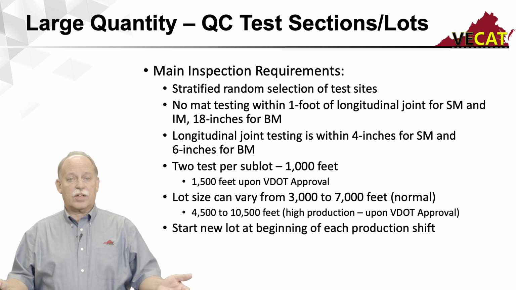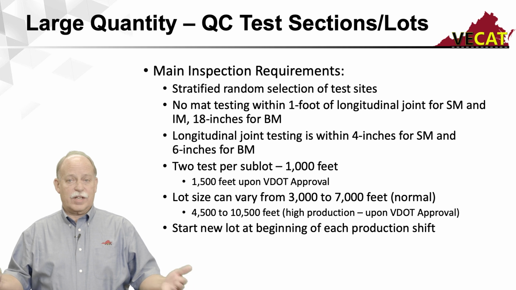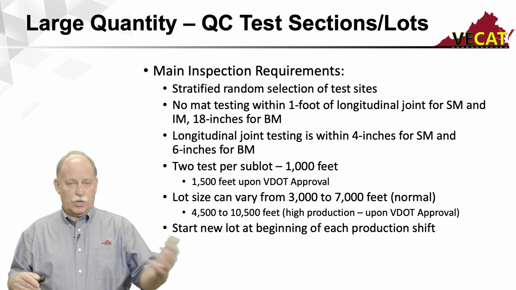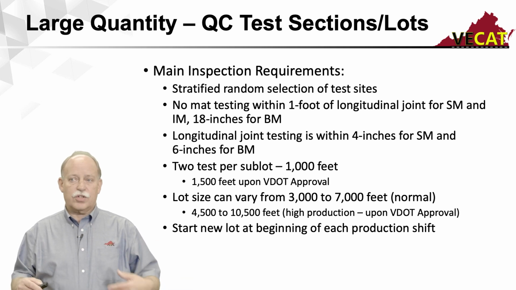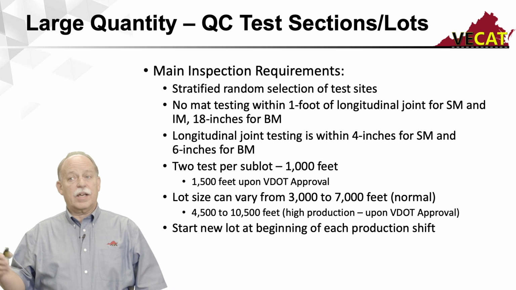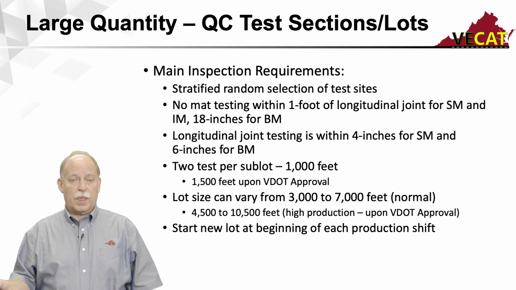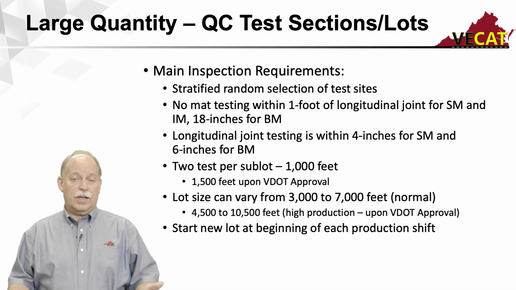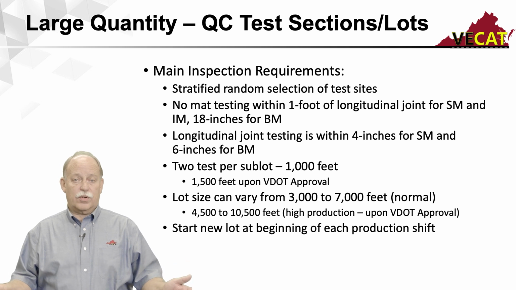Now, the lots themselves, you're going to test 2 tests per sublot. So now you're doing, again, your testing for a nuclear gauge. You're going to do 2 tests per sublot. A sublot is 1,000 feet. There are opportunities if you do a lot of paving in a given day, or if you're going to be doing a lot of paving, you can go to VDOT and say, hey, we're putting down 2,500 tons a day.